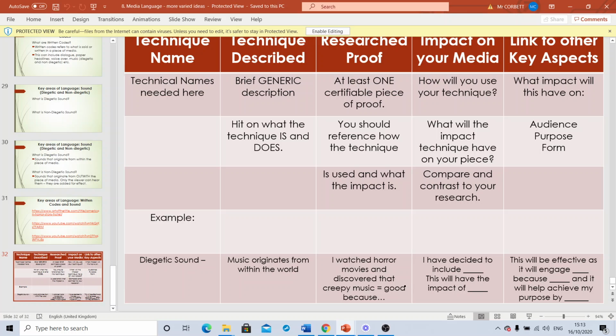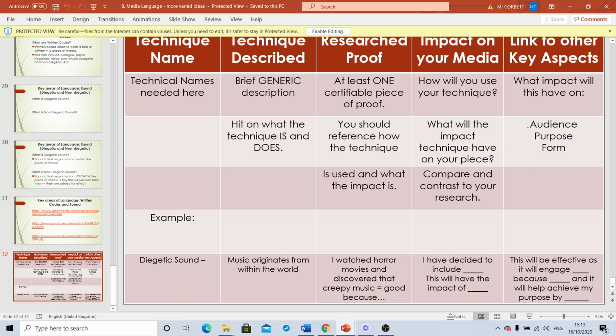I watch horror movies and discovered that creepy music is good because it builds tension. I discovered that when I was watching it, and I've decided to include that kind of music, and it will have the impact of increasing tension because I'm basing it on your research. And then you can talk about how it will engage your audience, how it will achieve your purpose, why it's effective for an advert, whatever other key aspects you can put in.